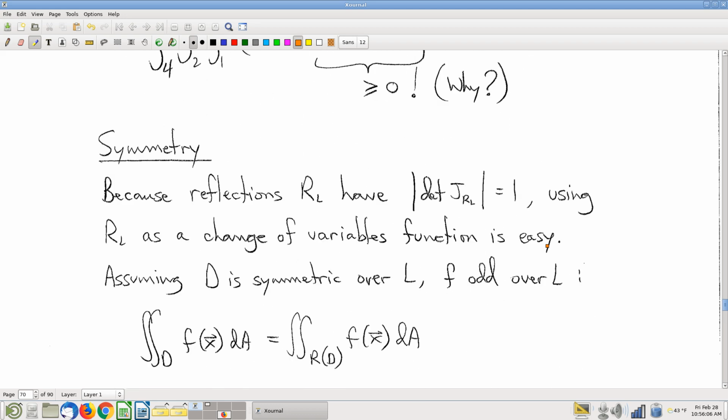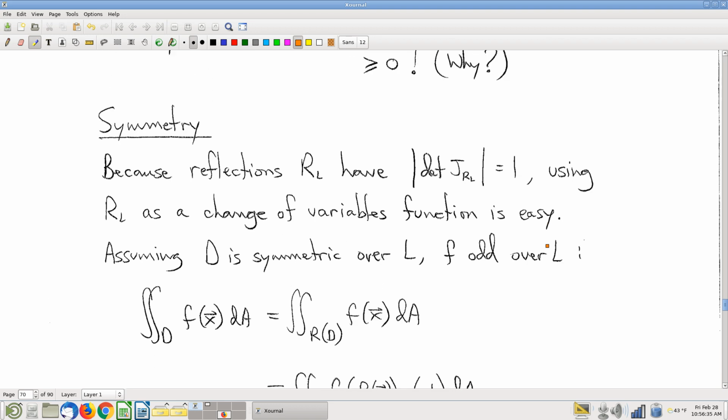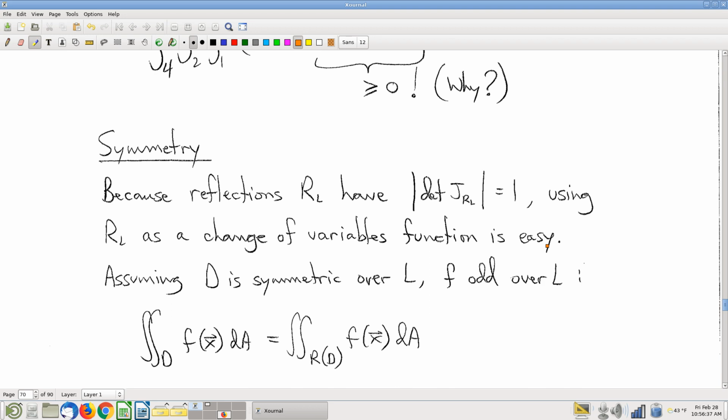Okay, so I want to go back to symmetry. Y'all remember this very powerful idea of symmetry, using symmetry to compute integrals. The argument that I gave for that was a Riemann sum argument, and then I made a vague reference to how you can actually also make something like a substitution argument that we'll see later. Here's later. So here I'm going to show you how to use the change of variables method to make that argument.